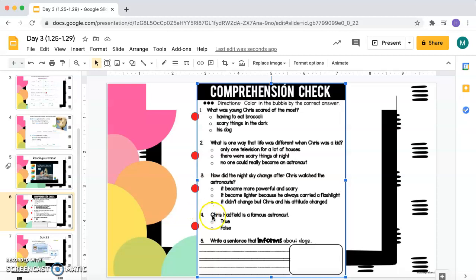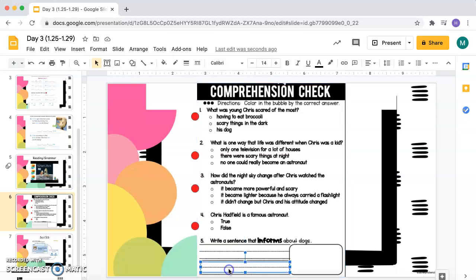And then number 4, Chris Hadfield is a famous astronaut. Is that true or false? Number 5 says, write a sentence that informs about dogs. So you're going to type in these boxes and tell me about dogs.